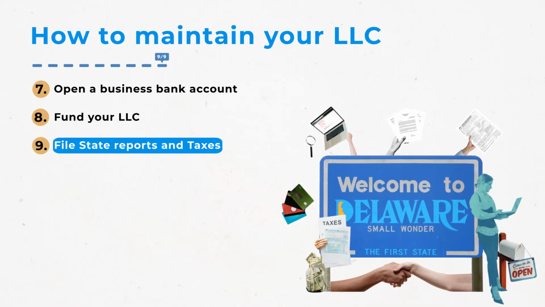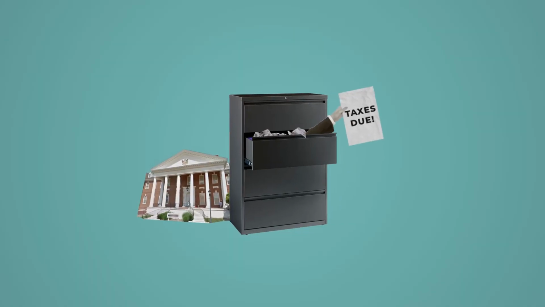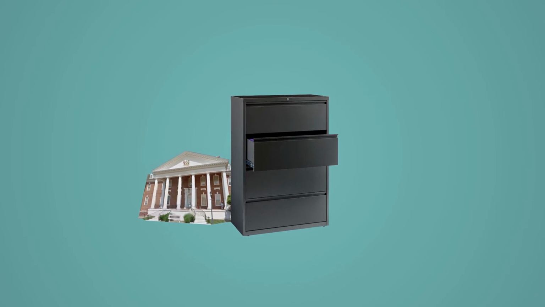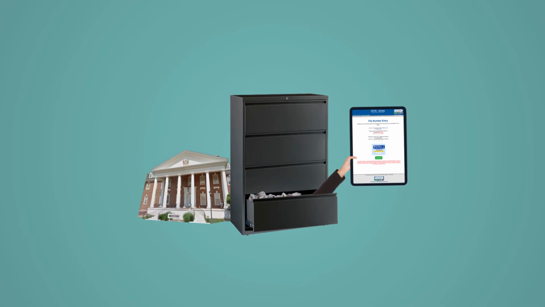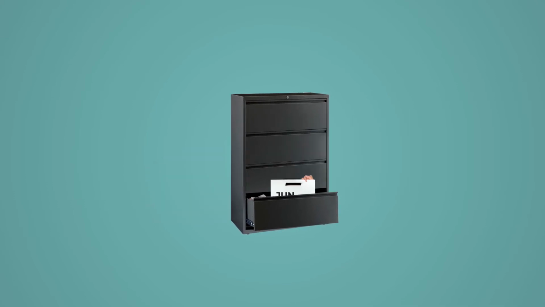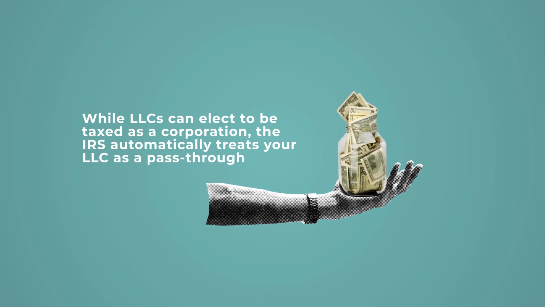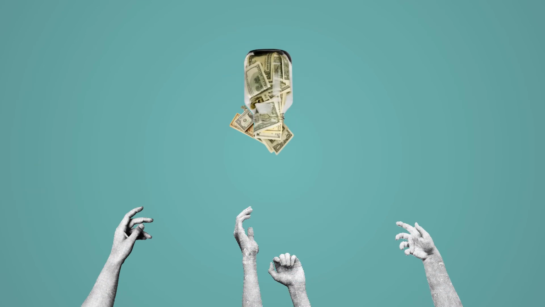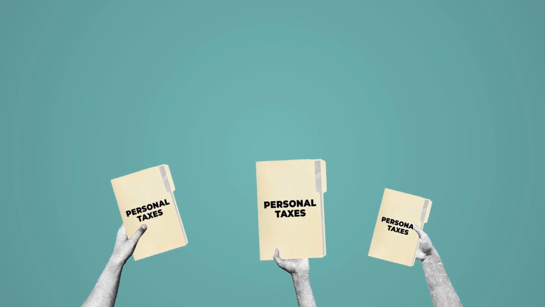Now for the ninth and final step of maintaining your Delaware LLC. You'll need to pay taxes and stay up to date with state filings to keep your business in good standing. In Delaware, you will need to file the annual franchise tax with the Division of Corporations every year on or before June 1st. While LLCs can elect to be taxed as a corporation, the IRS automatically treats your LLC as a pass-through entity. This means your LLC's annual profits will be distributed to its members, who then report those profits as income on their personal tax filings.